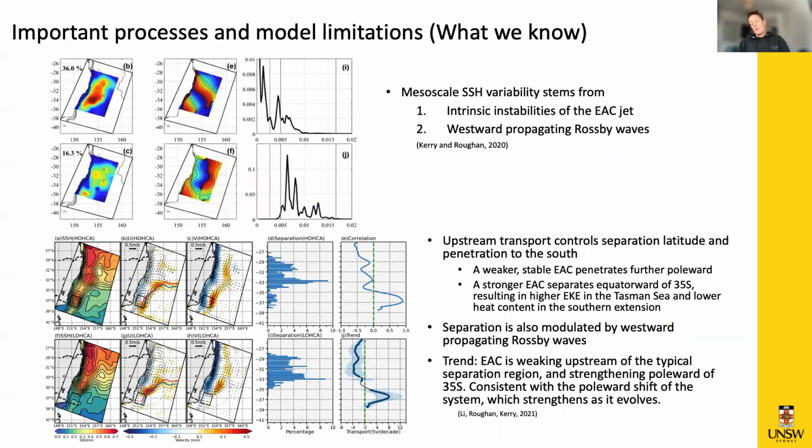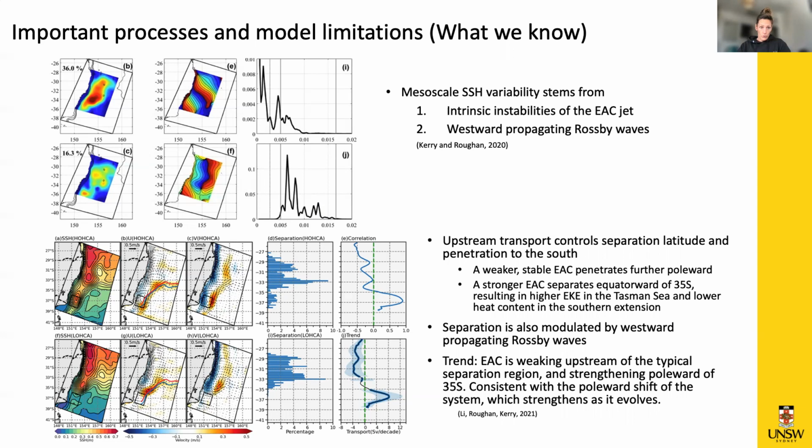So we've learned a lot about the East Australian Current from observations and also more recently from long-term high-resolution model simulation. In this simulation, we've learnt that mesoscale sea surface height variability stems from both intrinsic instabilities of the EAC jet, which can be shown by this alongshore propagating mode in the sea surface height variability, as well as westward propagating Rossby waves, shown by this second westward propagating mode.